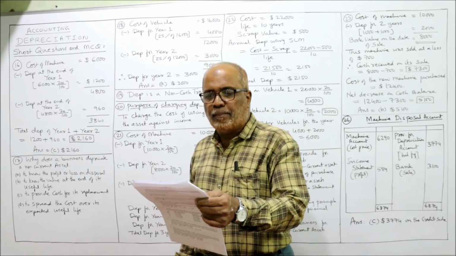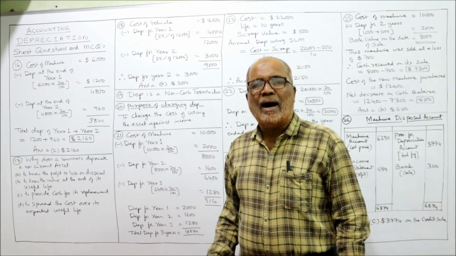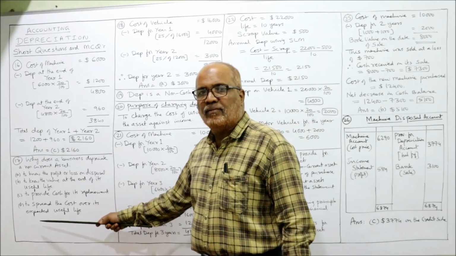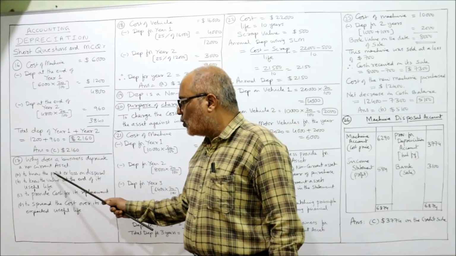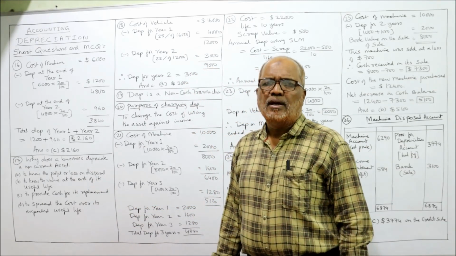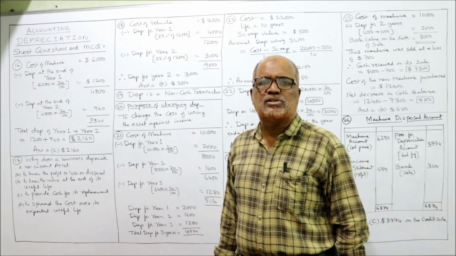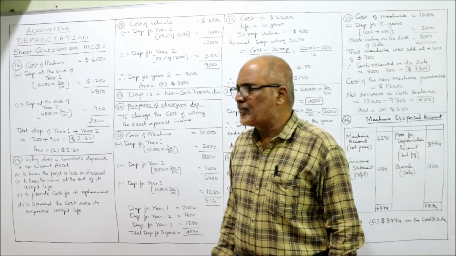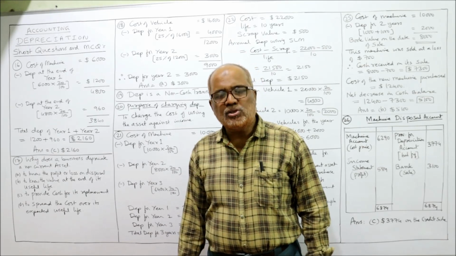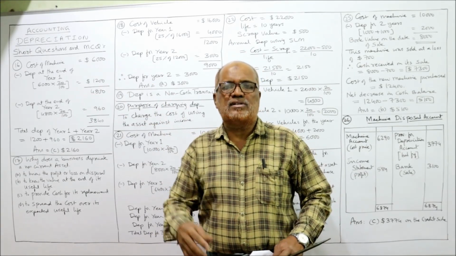Why does a business depreciate a non-current asset? What is the purpose? Why is depreciation provided on non-current assets? Four options are given. The first option says to know the profit or loss on disposal. It is not correct that we calculate depreciation to find out the profit or loss on disposal. No, this is not the answer. Second, to know the value at the end of its useful life. This is also not correct. Depreciation is not provided just to find out the value at the end of its life.